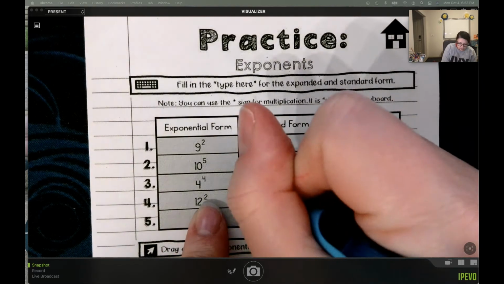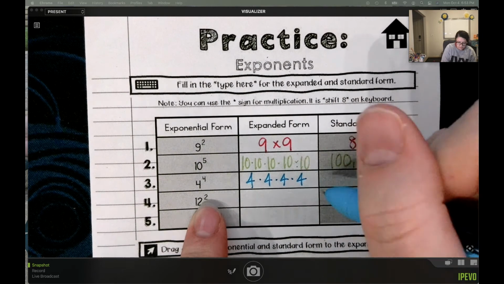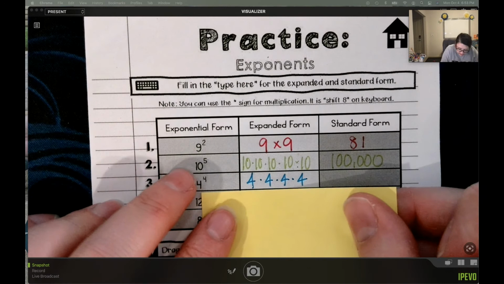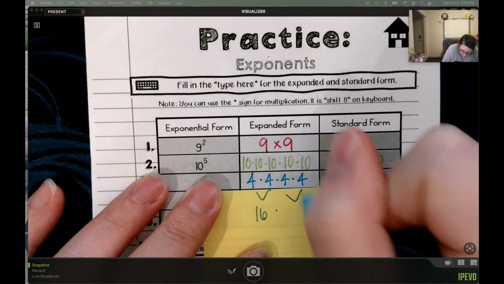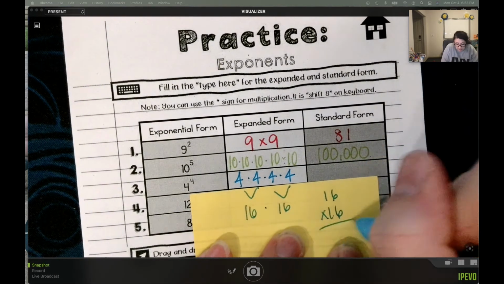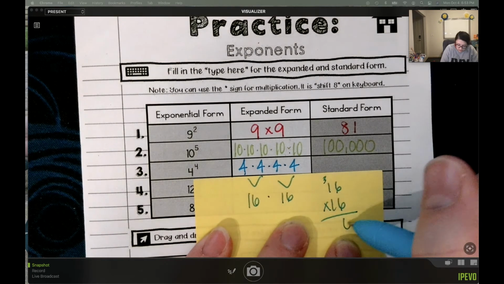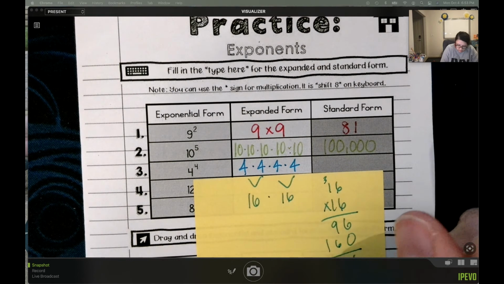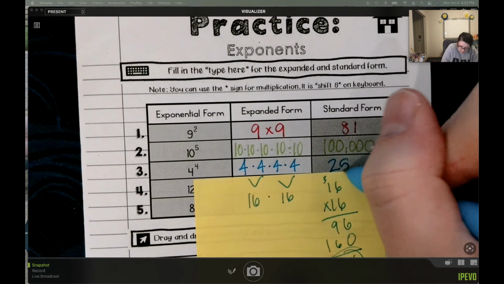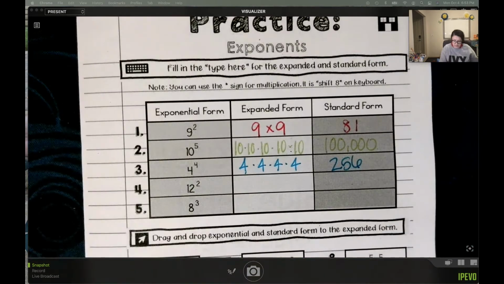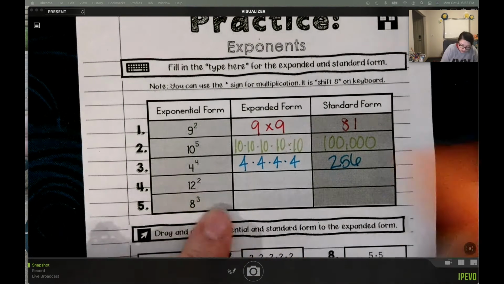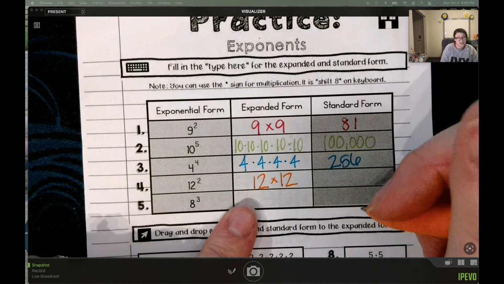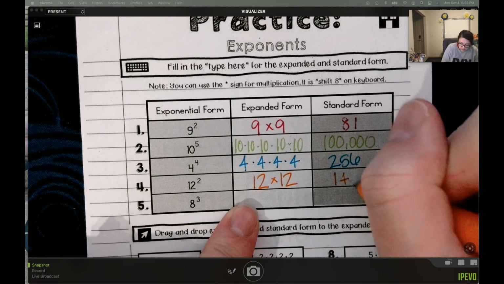Next, 4 to the 4th power. That's 4 times 4 times 4 times 4. 4 times 4 is 16. So that means I have to do 16 times 16. I'm going to do this one the traditional method. 36, 9, 6, 1. 256 here for 4 to the 4th power. 12 squared, that's 12 times 12, which I know off the top of my head. Do you know your multiplication facts? That's 144.